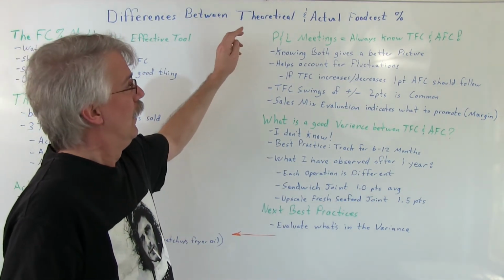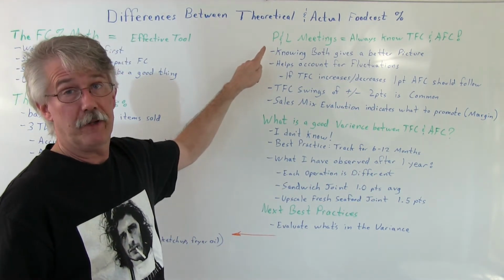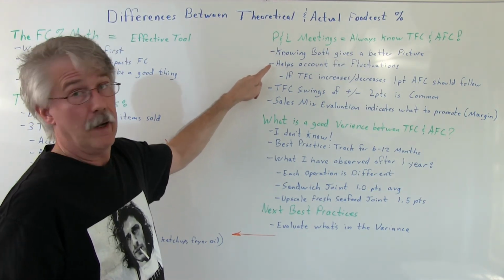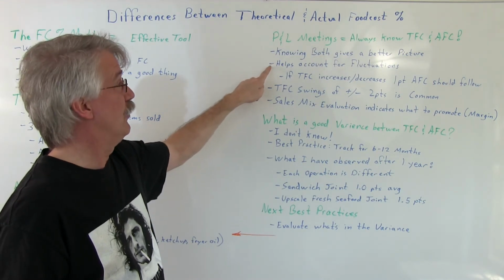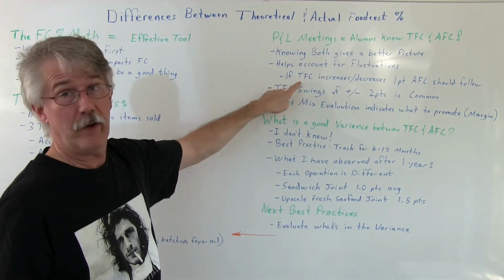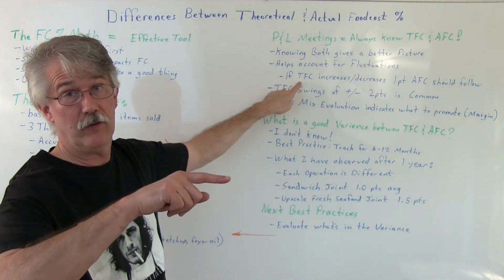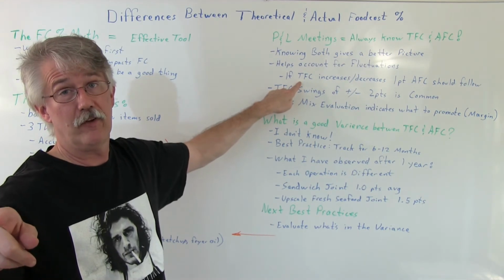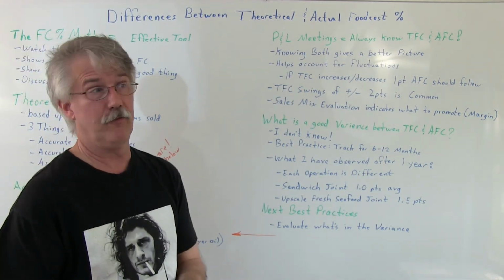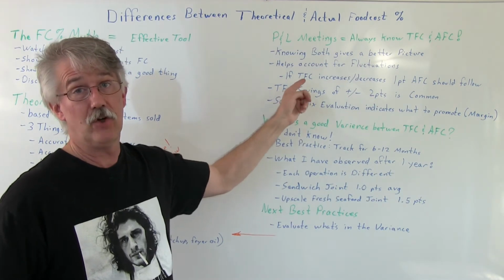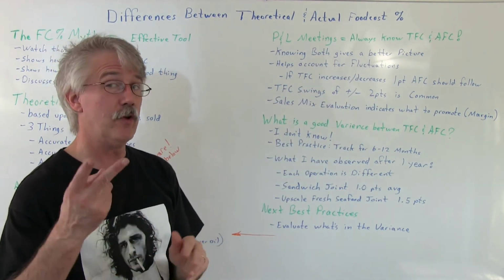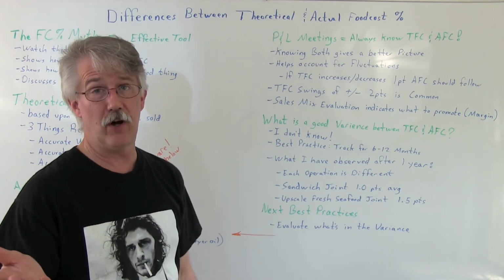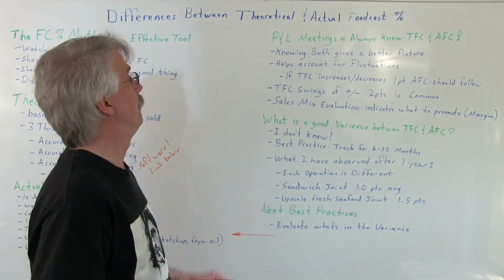Okay? Knowing both numbers gives you a better picture of what is actually going on with your food service operation. Knowing both numbers helps you account for fluctuations. So if your theoretical food cost has increased this month over last month, then you should also see that your actual food cost has increased. Or if the theoretical has decreased, then your actual should decrease. So knowing those two numbers can definitely help you explain why your actual food cost has gone up and down.